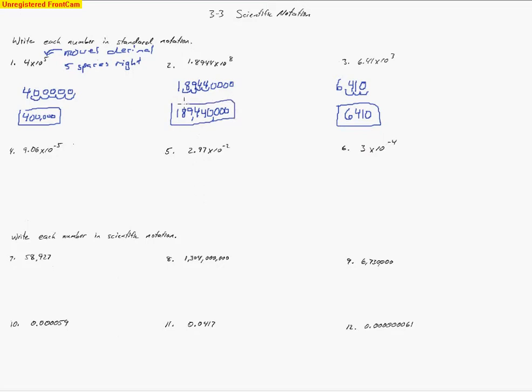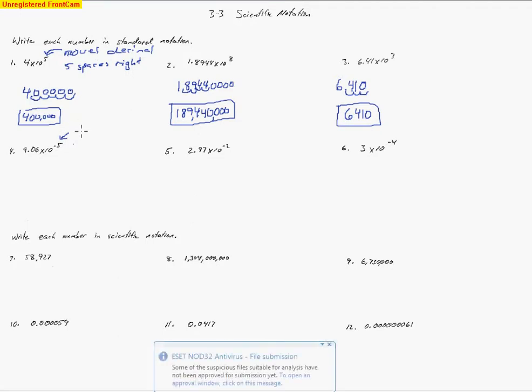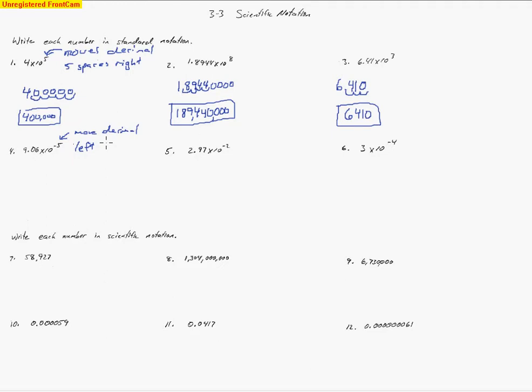Well, these next few problems, we've got a different situation because we've got a negative exponent. And this time, instead of moving the decimal to the right, it's going to make the number smaller. So basically, the negative exponent says move decimal left, and then I've got 5 spaces in this case. And it's left because it makes the number smaller. It's a fraction of a number. So I've got the 9.06, but the decimal is going to move over 5 spaces to the left because it's making it smaller.